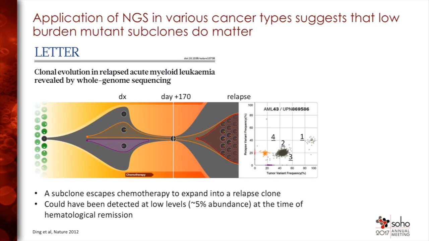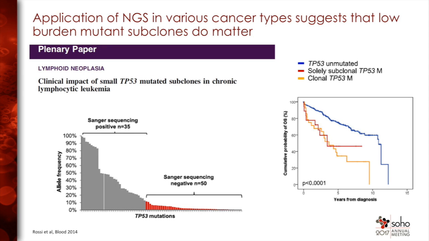In this elegant study of the clonal evolution of resistant mutants in relapsed acute myeloid leukemia patients, we can see that low-burden mutant clones detectable by NGS only could have anticipated relapse at the time of hematologic remission of these AML patients. And also in the setting of CLL, we have several studies like this one showing that the subclonal TP53 mutations detectable by NGS only do harbor the same negative prognostic value as clonal mutations at diagnosis detectable by conventional Sanger sequencing, and these are only a couple of examples.